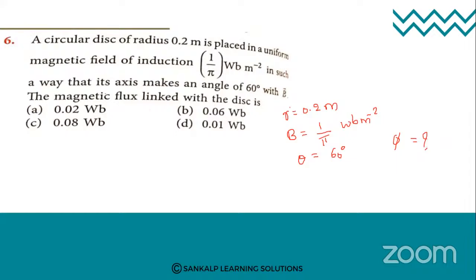So the magnetic flux formula everyone knows, but area is not given, so we have to substitute the area of the disk. So simple here students, the magnetic flux is equal to, again same, B A cos theta. Since theta is given, take cos theta. B A cos theta, B value is 1 upon pi, into area, value is not given. So take the area of the disk. Area of the disk will be pi r square.